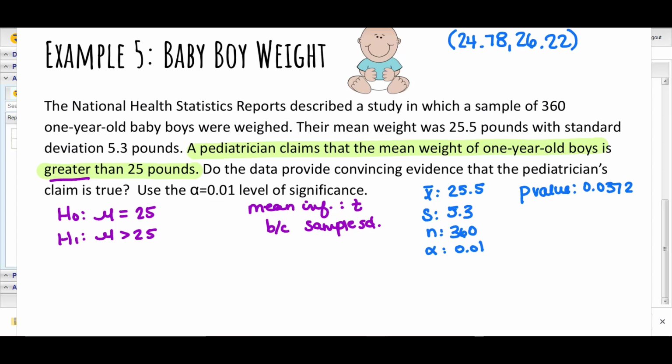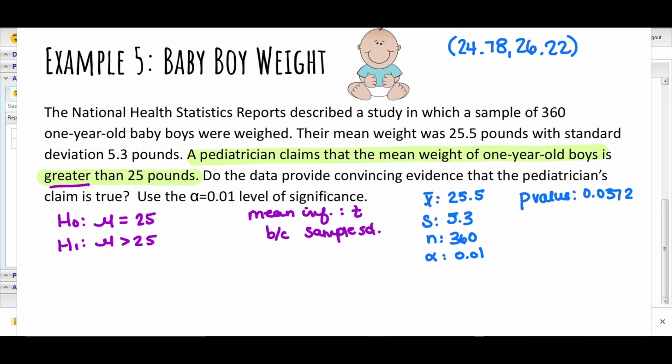All right, so what we're saying is that the p-value is 0.0372, which is greater than 0.01. It's greater than the significance level. So because it's greater than the significance level, we're going to fail to reject the null. And if you can't reject the null, so I can't reject this here, then I don't have enough info to support the second one, the alternate statement.